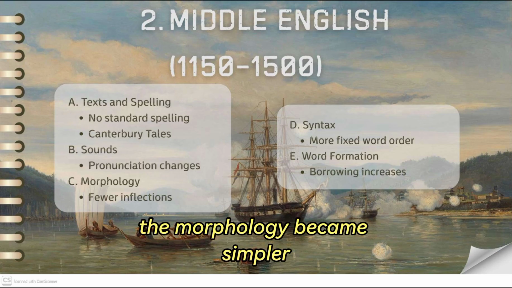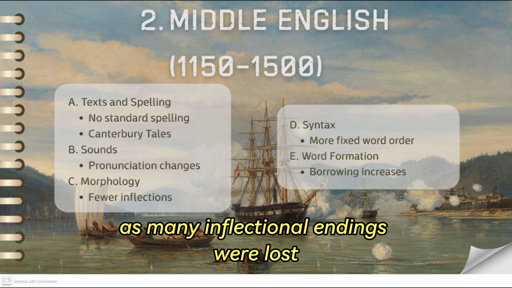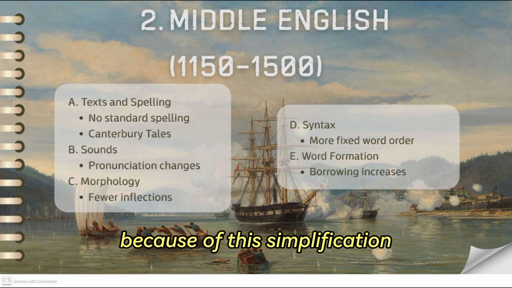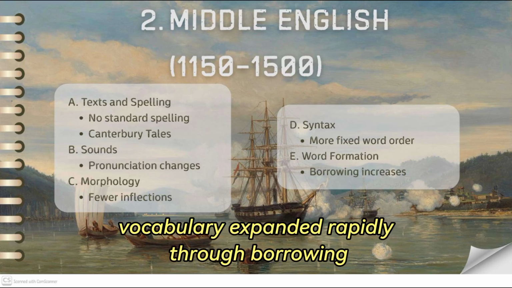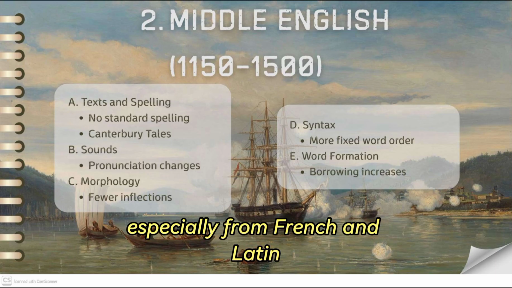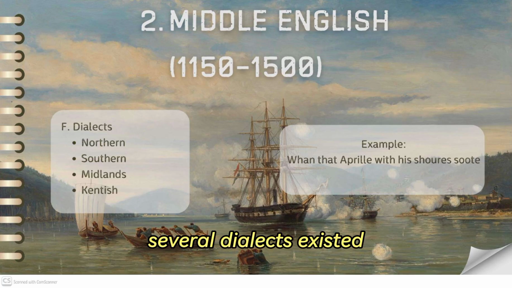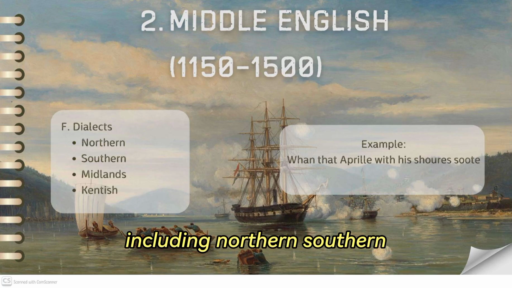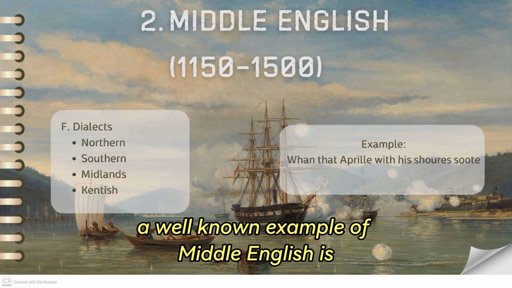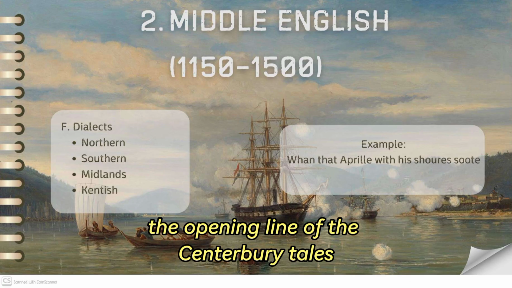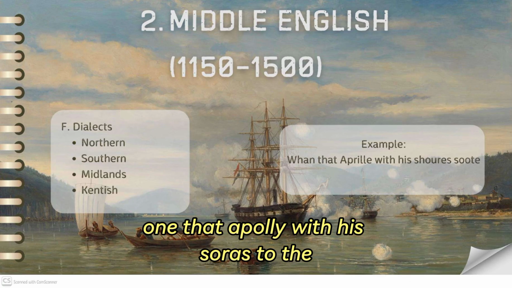The morphology became simpler as many inflectional endings were lost. Because of this simplification, English relied more heavily on word order to express meaning. Vocabulary expanded rapidly through borrowing, especially from French and Latin. Several dialects existed, including Northern, Southern, Midlands, and Kentish varieties. A well-known example of Middle English is the opening line of the Canterbury Tales, "Whan that Aprill with his shoures soote."